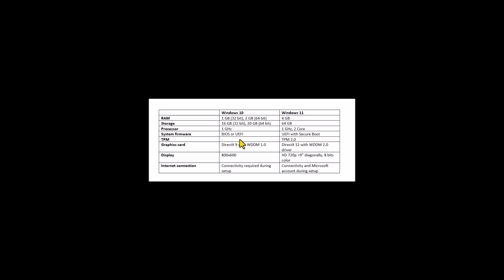Windows 10 did not require the TPM chip. Windows 11 does require TPM, and it must be at least version 2.0. TPM is an extra chip on your motherboard that helps with encryption services.